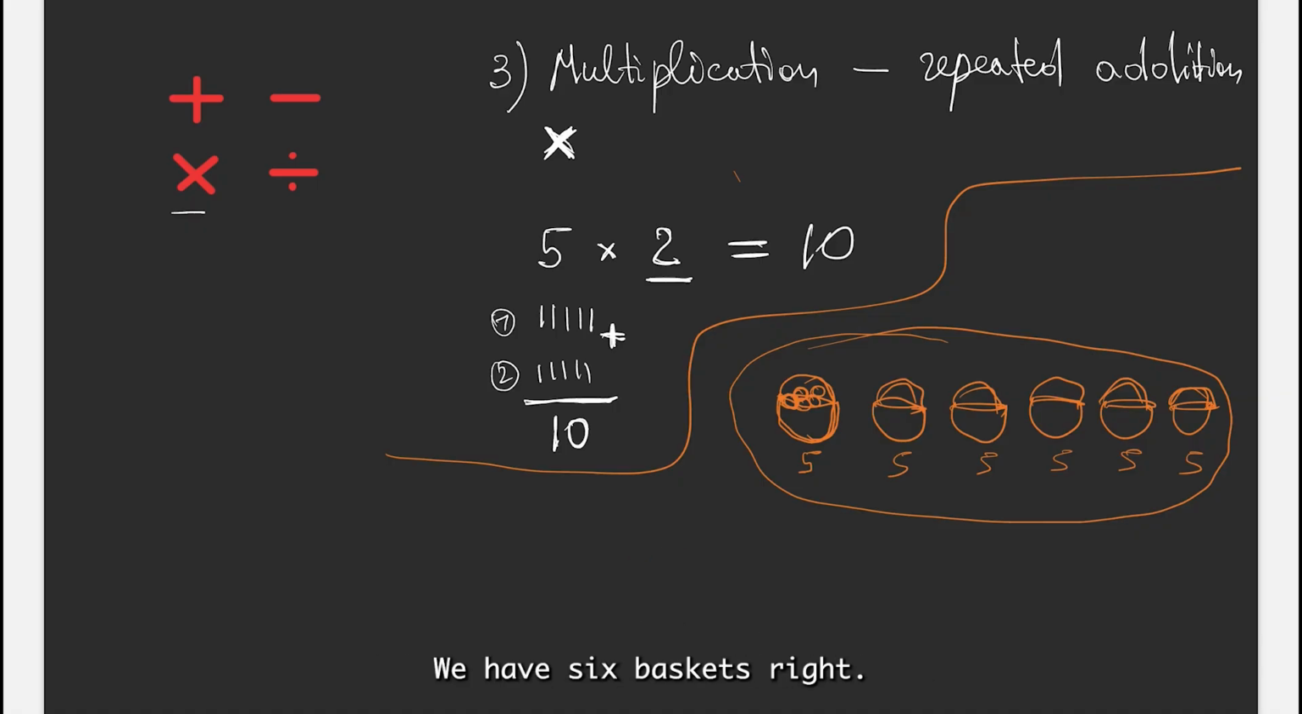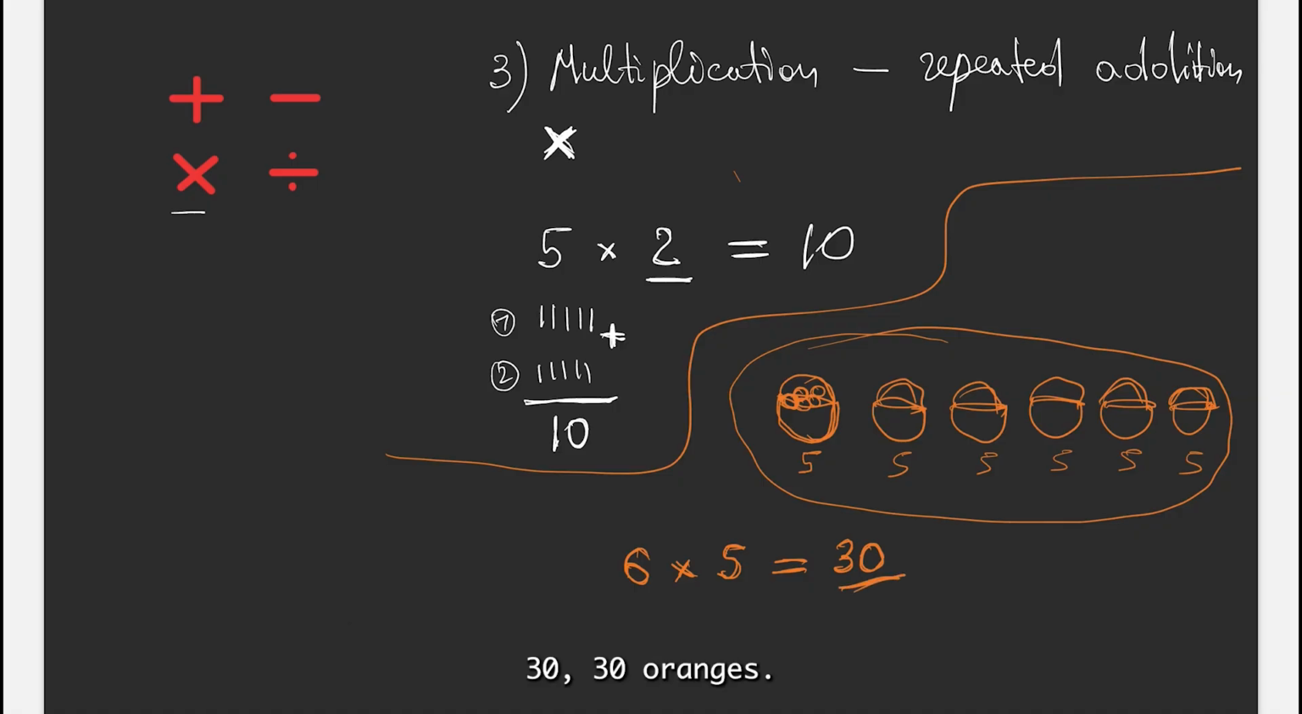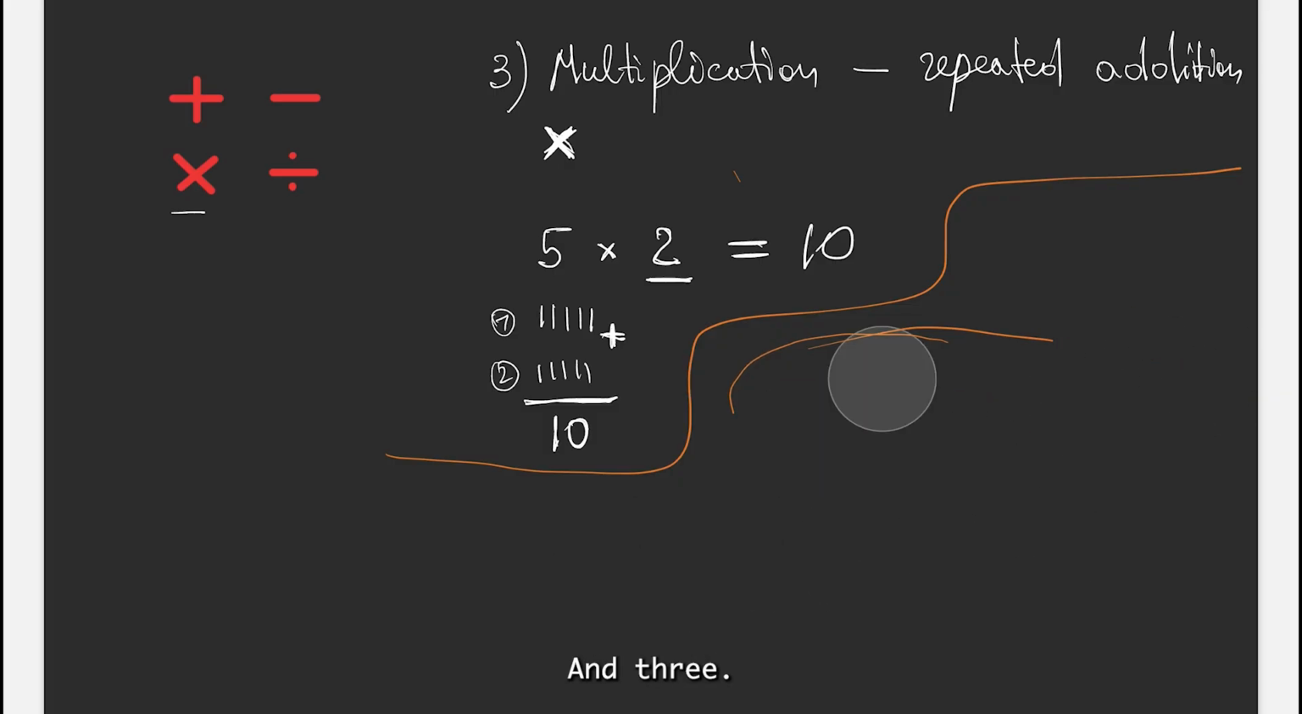We have 6 baskets, right? And by how many oranges in each basket? By 5. And we know that 6 multiplied by 5 equals 30. So we find out how many oranges are in 6 baskets. We have 30 oranges.